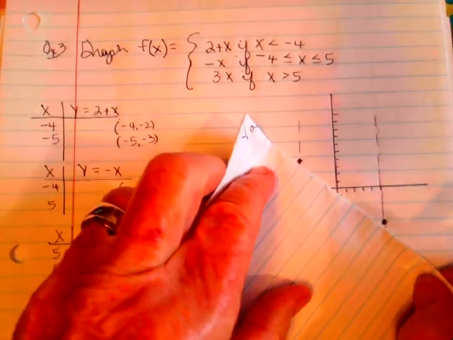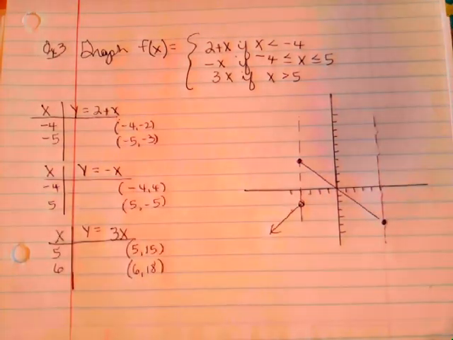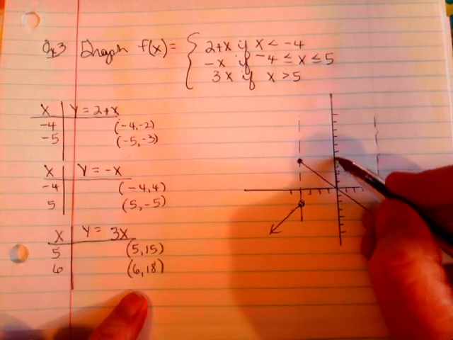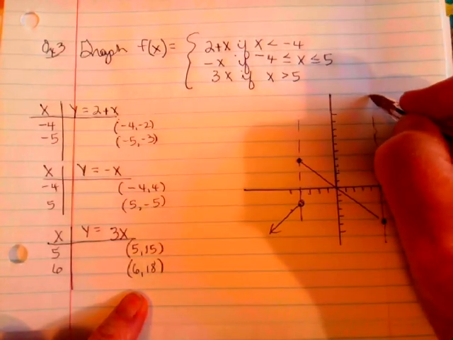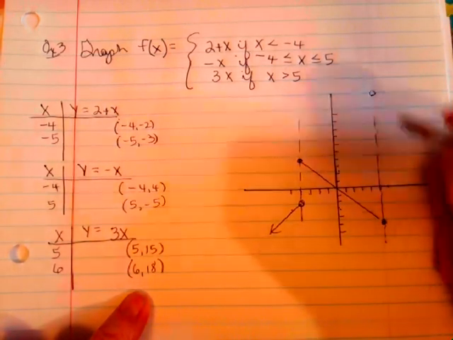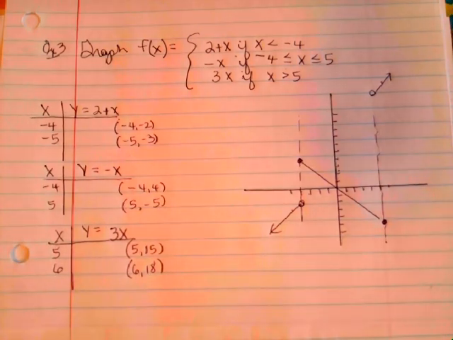Draw this line. We know what it looks like in the middle. And then 5, 15, somewhere way off up here, open circle. 6, 18, it's even farther up here. And I got it.